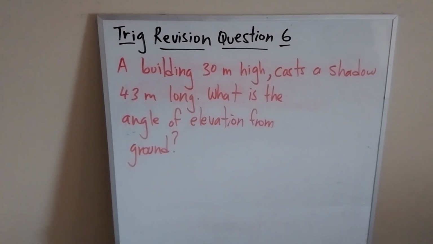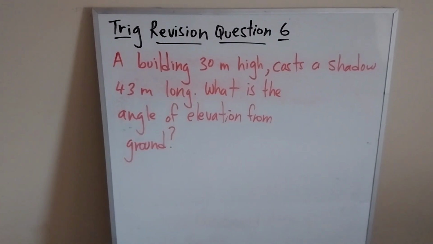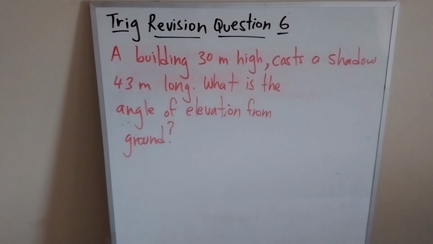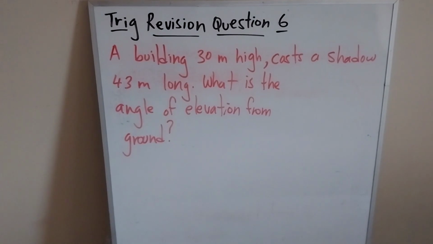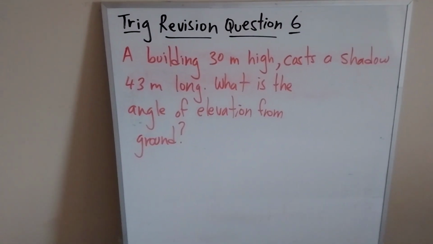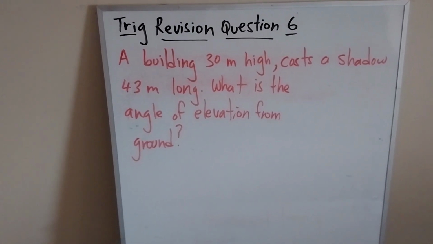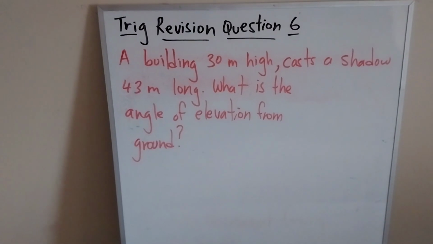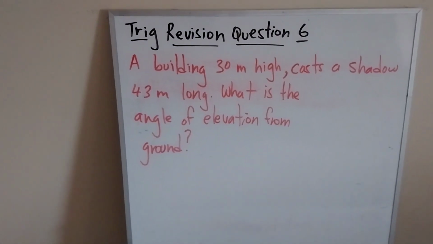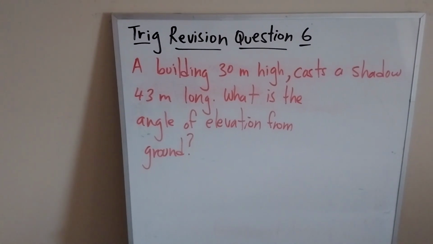Trigonometry revision question number 6. In this question, it says a building 30 meters high casts a shadow 43 meters long at a particular time. What is the angle of elevation from ground? So here it is a word problem, and it would be helpful if we can make some illustration.